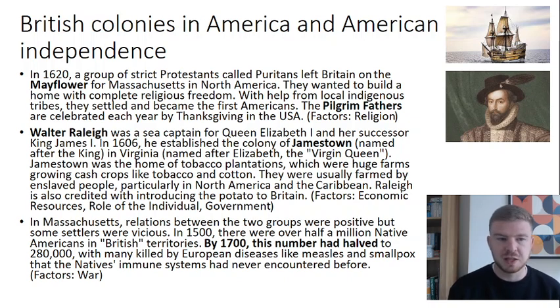They set up huge plantations of tobacco and cotton, which are sometimes called cash crops, and they were usually farmed by enslaved people. Once Britain starts to play an active part in the slave trade, then those plantations are farmed by enslaved people.